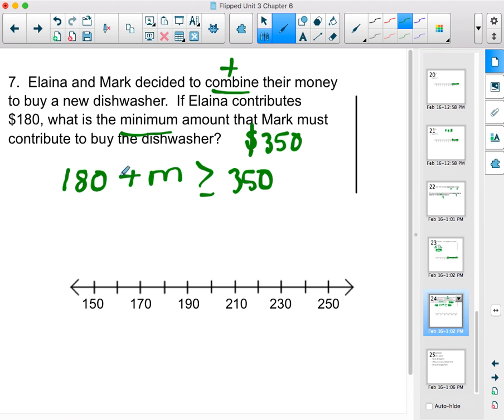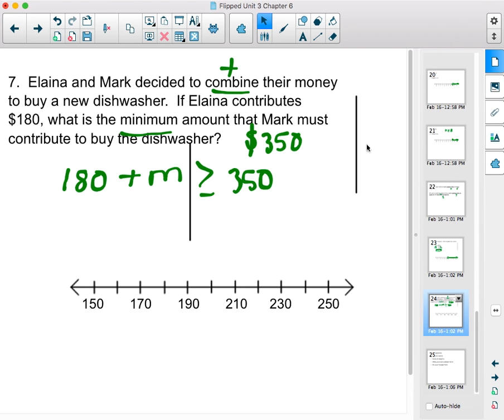Now, if you think about this, that should make sense. The money that they pool together has to be $350 or maybe more than $350 in order to buy that dishwasher. They can't have less or they won't be able to afford it. Okay, so there's my inequality.